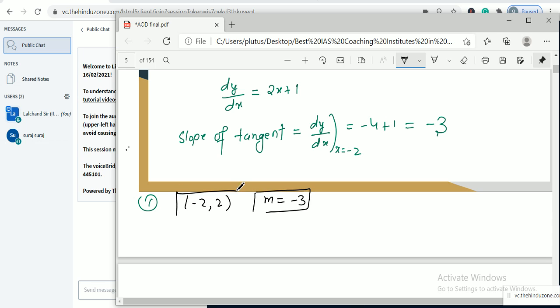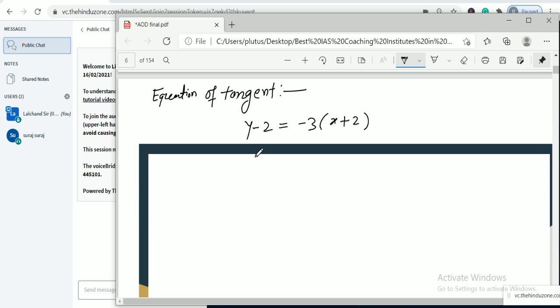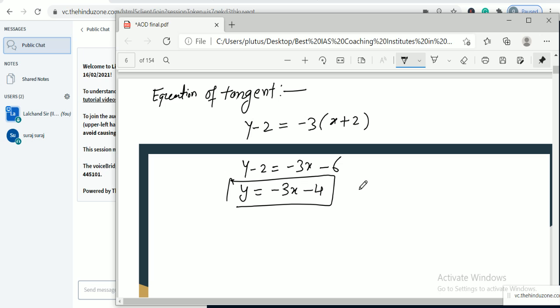Okay, this is our point, and this is the slope. So if you write the equation of tangent, then the equation of tangent will be y minus 2 equals m, that is minus 3, times x plus 2, isn't it? If we simplify this, then y minus 2 equals minus 3x minus 6. So this equation will become y equals minus 3x minus 4, isn't it? This is the equation of tangent.